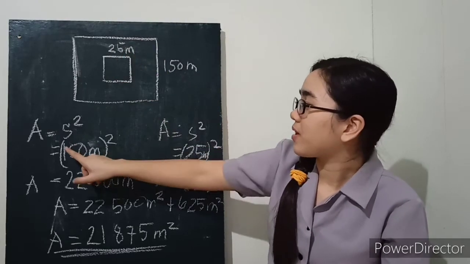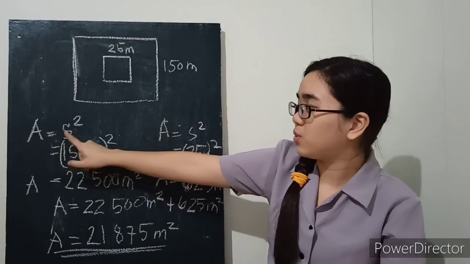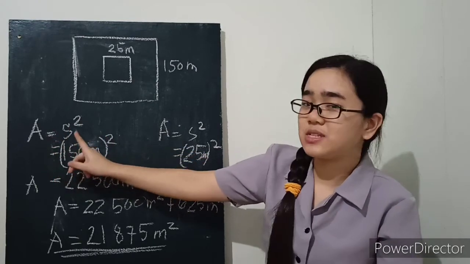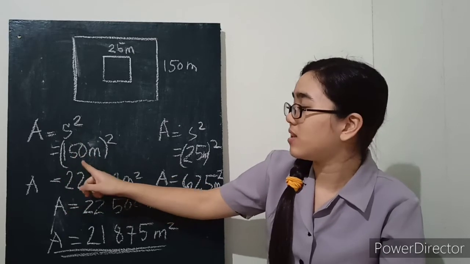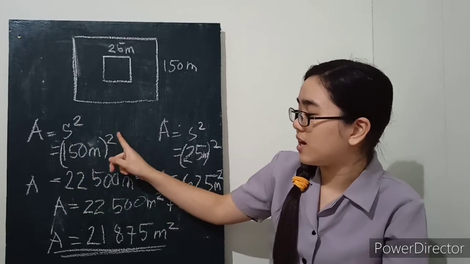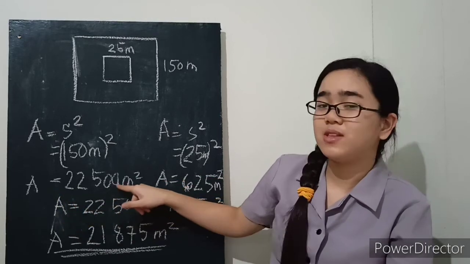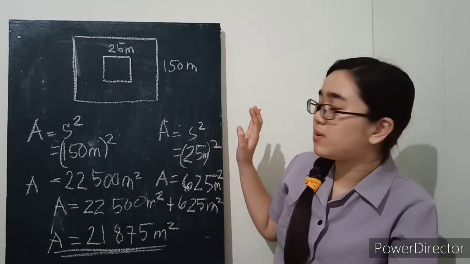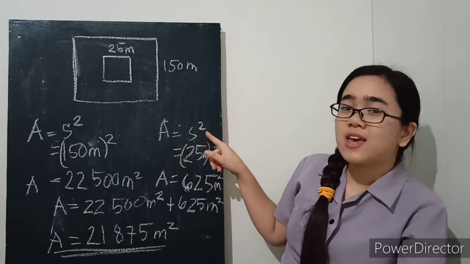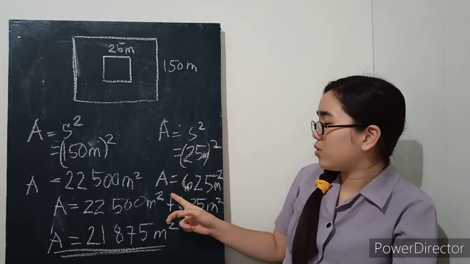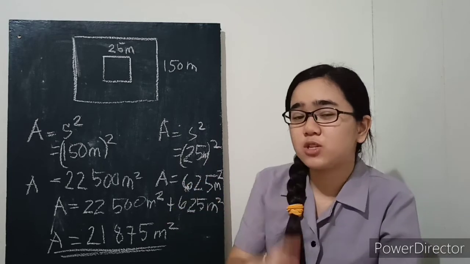So, first, area is equal to S squared. Substitute lang natin yung 150 meters and then square. So, we can get an area of 22,500 meters square. And yung doon naman sa swimming pool, area is equal to S squared. Substitute 25 meters squared is equal to 625 meters square.